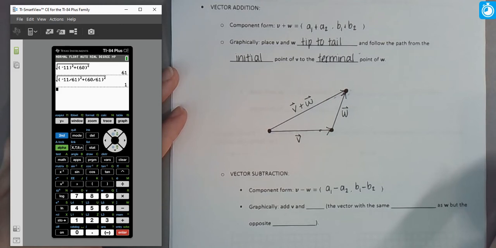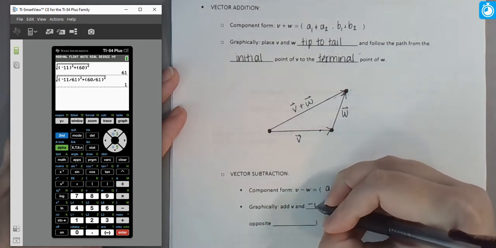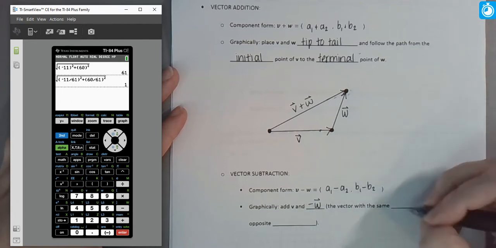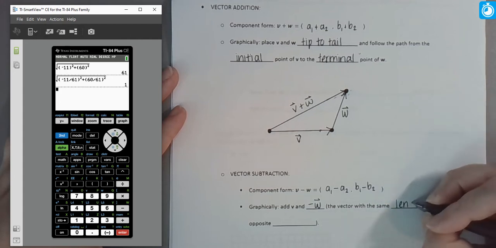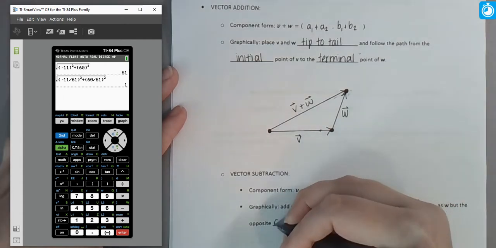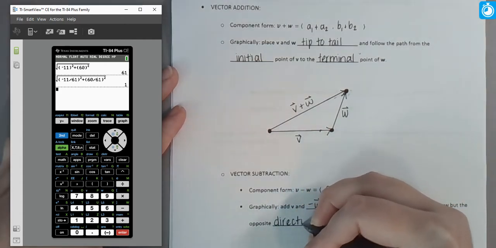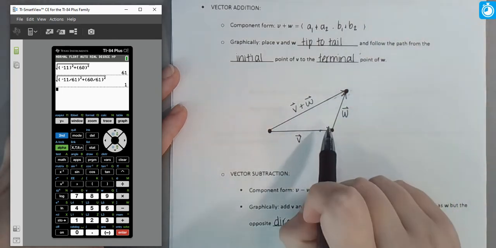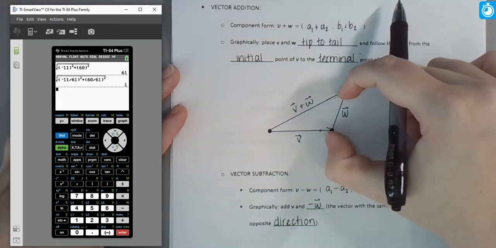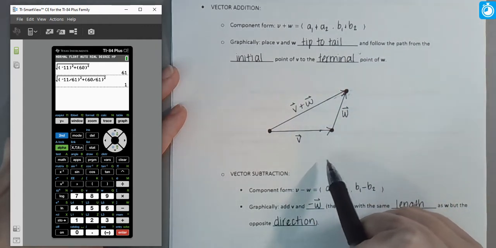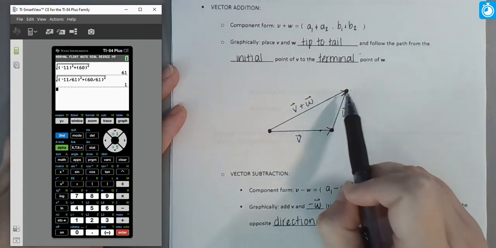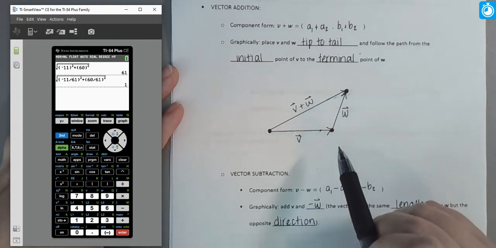Now from a graphical point of view, we're going to treat a subtraction as an addition, but we're adding v and negative w. In other words, negative w, we think of that as the vector with the same magnitude or length as w, but the opposite direction. So think of taking the slope, if you want to think of it like slope. We have the slope of w, it's pointing in one direction. Think of taking that slope and pointing it in the exact opposite direction. So still graphing tip to tail, but now we're graphing in the exact opposite direction from where w is generated.